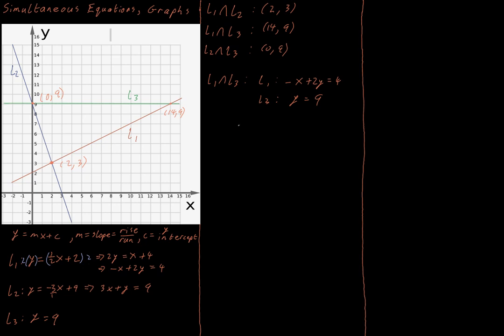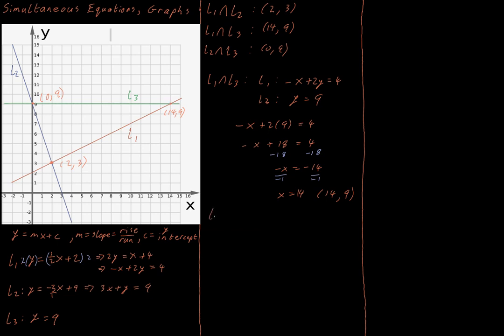So let's sub in y is 9. So we have x plus 2 times 9 is equal to 4, so minus x plus 18 is equal to 4. Minus 18 from both sides to get x by itself. Minus x is equal to minus 14. Divide both sides by the coefficient of x, which in this case is minus 1. And we end up with x is equal to 14. So we find that their intersection is at y is 9, x is 14. Exactly what we found visually.